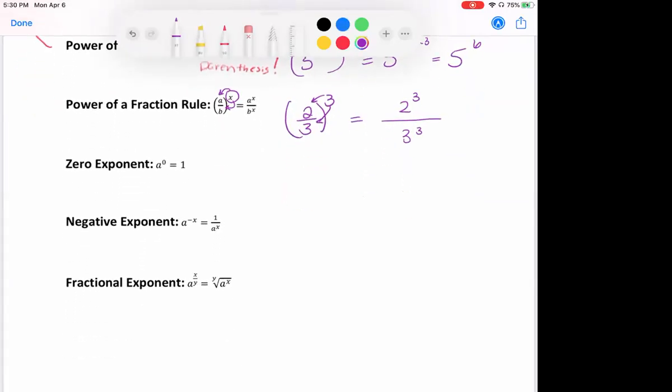And my favorite, a number raised to the 0 power is 1. And we've seen how 2 to the 0 power is 1, 4 to the 0 power is 1.